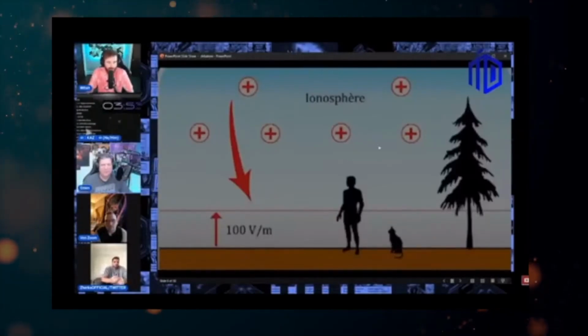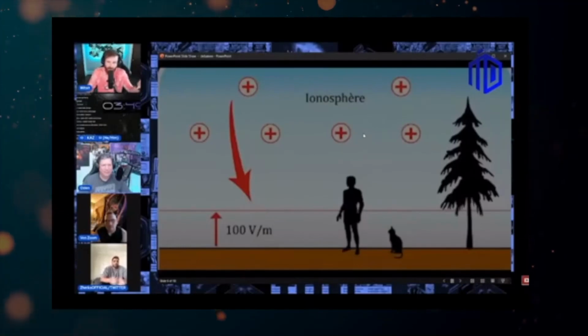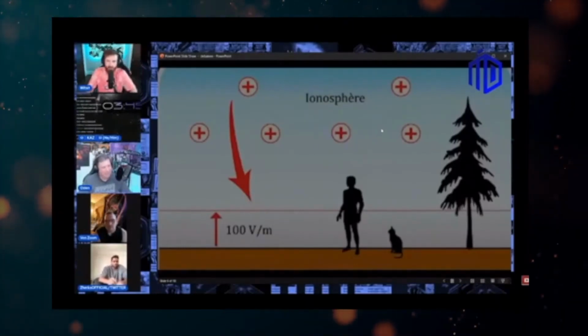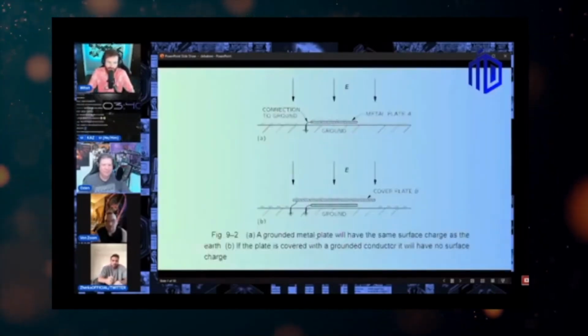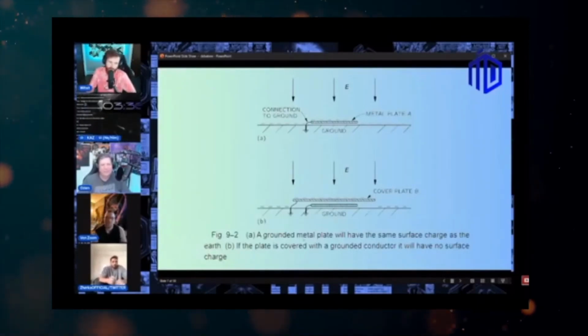As for this whole gravity and nonsense about you need a force, there's something called a downward electric current on the Earth. It's measurable, it's provable. So we have positive energy increasing above, it then goes down to the ground to seek equilibrium. This is of course from a Richard Feynman lecture right here explaining it. A grounded metal plate will have the same surface charge as the Earth. The plate covered with the ground conductor will have no surface charge.